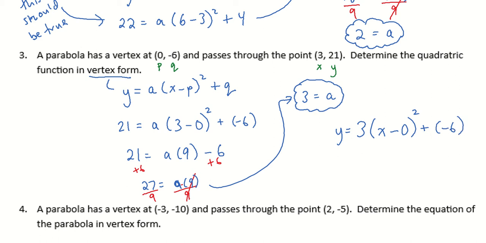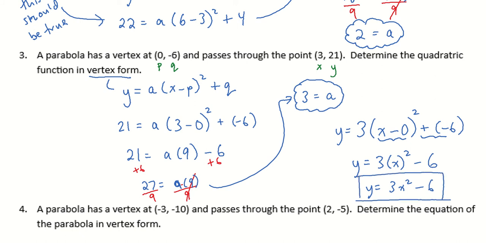Now that looks kind of weird. Let's simplify this a little bit. So y is equal to 3. x minus 0 is just x squared. And if we add negative 6 right there, that's minus 6. Or even y equals 3x squared minus 6. So there's the vertex form of our parabola, simplified a little bit.